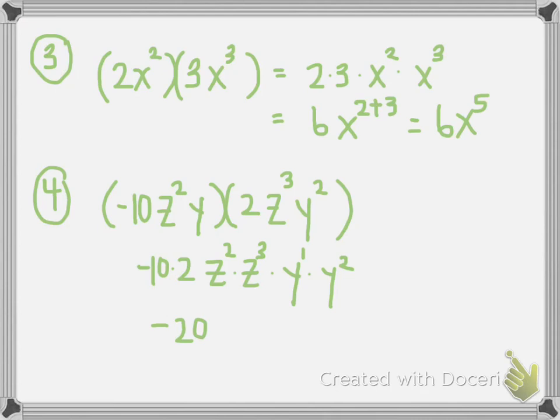Z squared times z cubed, we'll add the exponents, so that'll be z to the 5th. And then y to the 1st times y squared, so 1 plus 2, that's a 3. Okay.